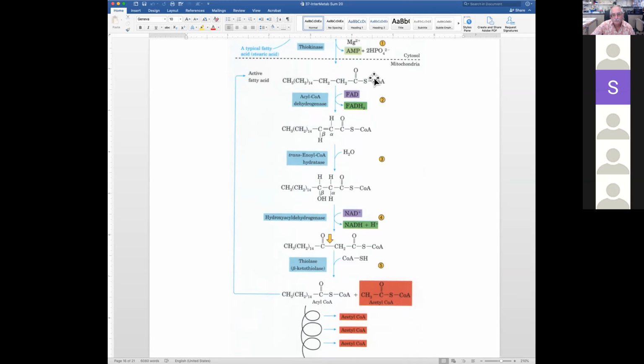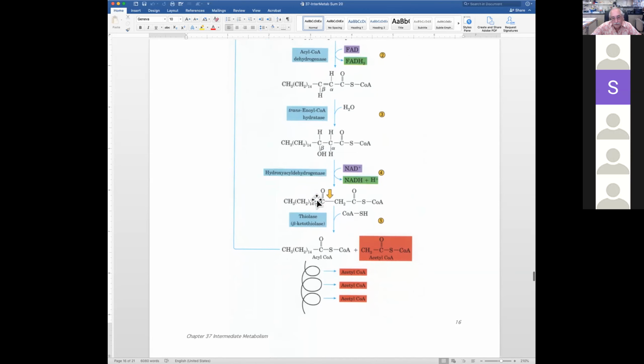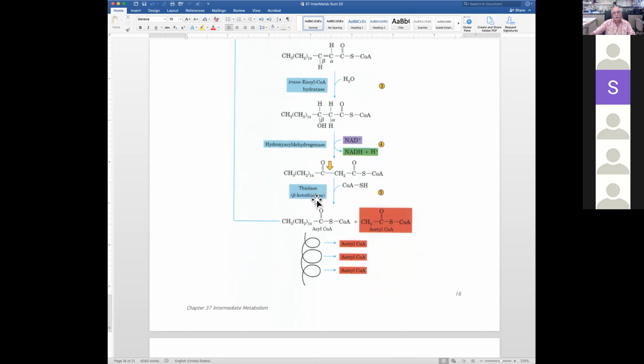So notice the first step is oxidative, right? You're just oxidizing this fatty acid. So here's the carbonyl carbon, here's alpha, here's beta. So everything happens concerning the beta carbon. The first thing you do is you make a beta-alpha double bond, and you make an FADH2, which is worth 2 ATPs. And then you add water to that. Now you have a beta hydroxy. And then you use NAD to oxidize that secondary alcohol into a ketone.